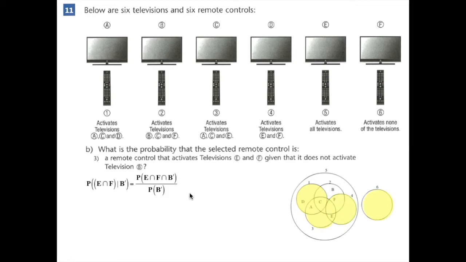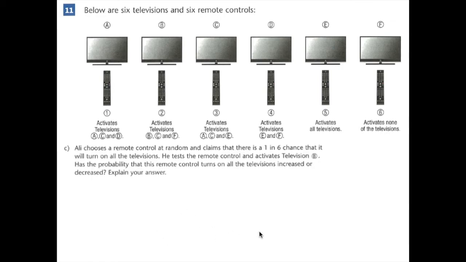So this one does E and F, and not B. So what does this have in common with that? Just the blue dot, right? So this is 1 remote out of 6. Okay, and not B is this, which is 1, 2, 3, 4 remotes out of 6. So we have 1 remote out of 6 divided by 4 out of 6, which is 1 out of 6 times 6 out of 4. The 6's cancel. Once again, we get 1/4. 11C.